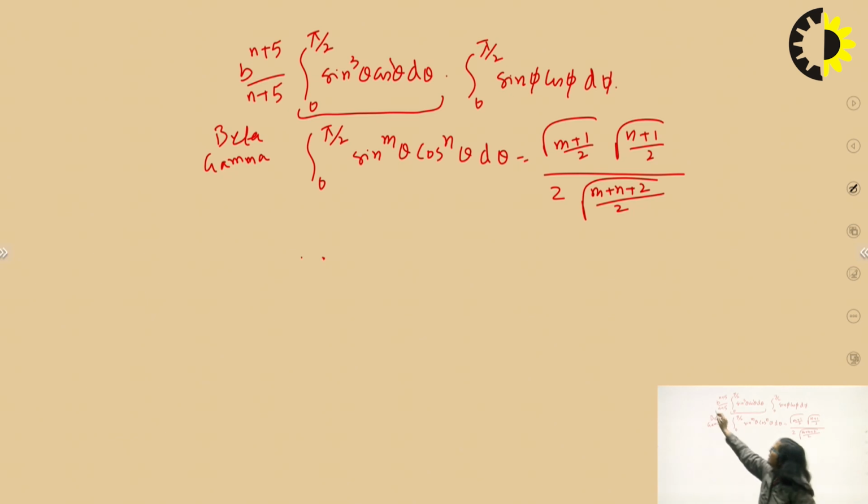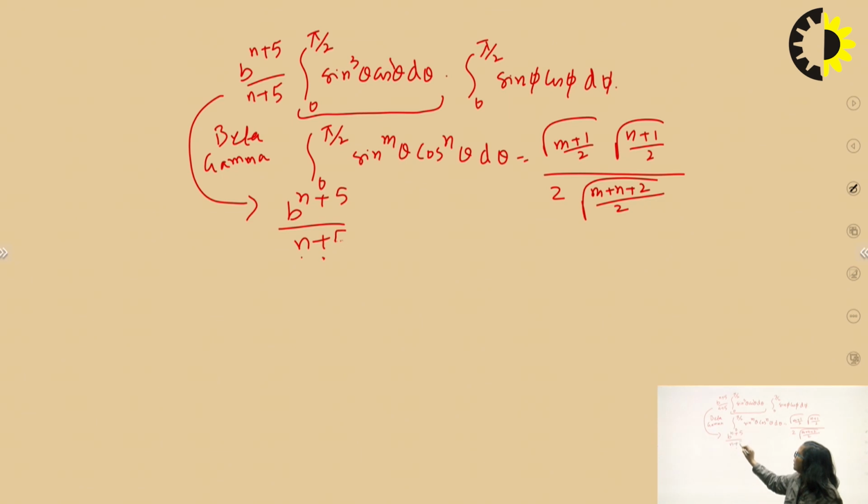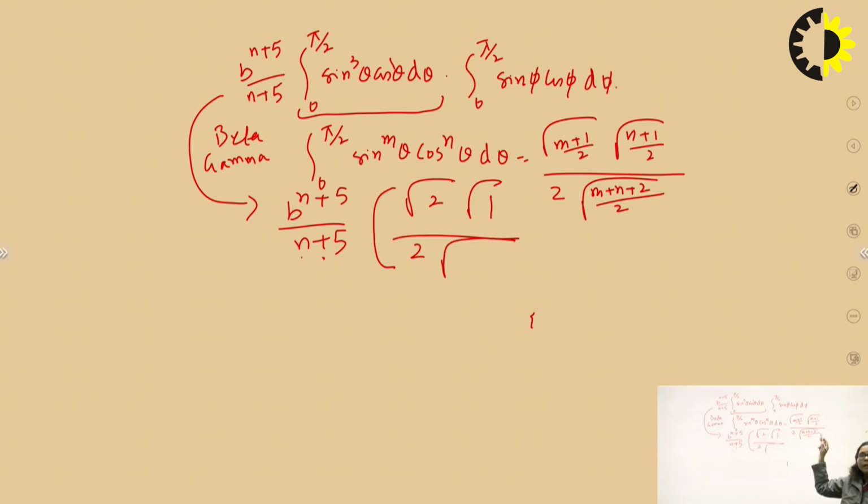So applying this formula, this will become b to the power n plus 5 upon n plus 5 times gamma of... m here is 3, so it's (3 plus 1) by 2, means 4 by 2, means gamma 2. n here is 1, so (1 plus 1) by 2, means gamma 2 by 2, means gamma 1. Upon twice gamma of (m plus n plus 2) by 2. m here is 3 and n here is 1. So this will become (3 plus 1 plus 2) by 2, means gamma 6 by 2, which is nothing but gamma 3. This is the value of the first integral.